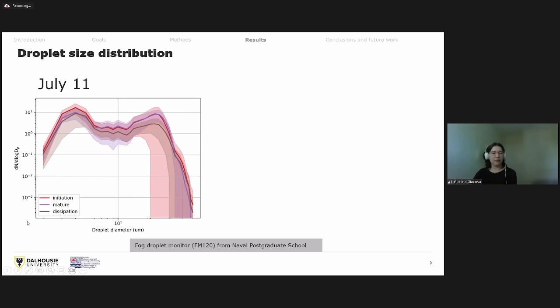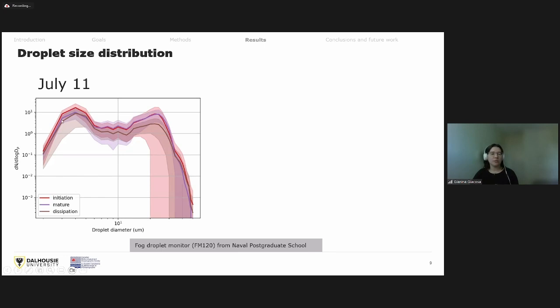So for July 11, here we have, again, on the y-axis, the concentration of droplets in this case, and the x-axis shows droplet diameter. We can see that there is a bimodal distribution in this case, and the location of the peaks doesn't change significantly throughout the different stages of the fog life cycle. The small peak here remains between 3 to 5 nanometers, and the larger peak is around 26, 28 micrometers.